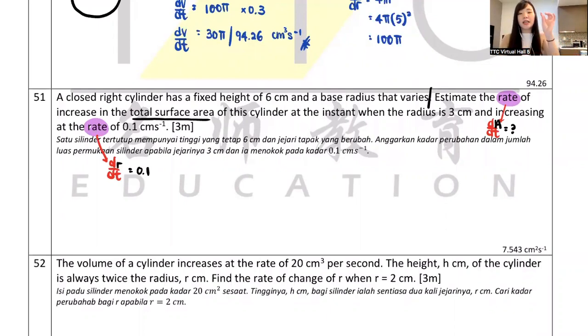How do I know it's dr/dt? You read the question, they say at the instant when the radius is 3 cm and increasing at this rate. So they mention radius and then they continue to mention about radius. That's the reason it is dr/dt, 0.1.